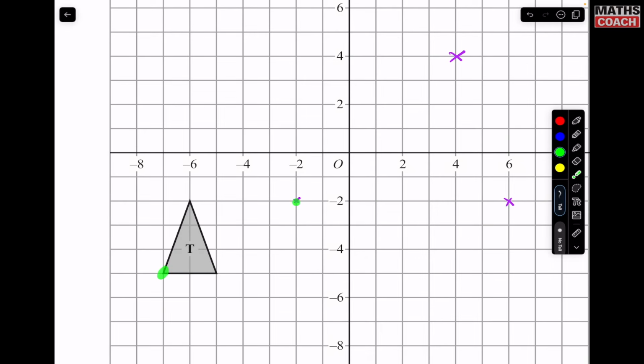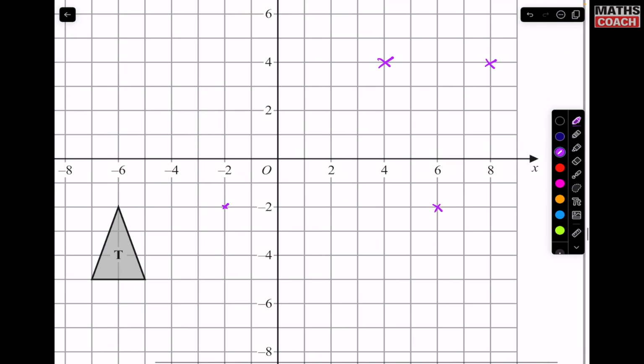So here's my last point. So 1, 2, 3, 1, 2, 3, 4, 5. So 3 is going to become 6 up, and 5 is going to become 10 to the right. So 1, 2, 3, 4, 5, 6, and then 10. 1, 2, 3, 4, 5, 6, 7, 8, 9, 10, right here. And now I can just go and join my points up with straight lines.